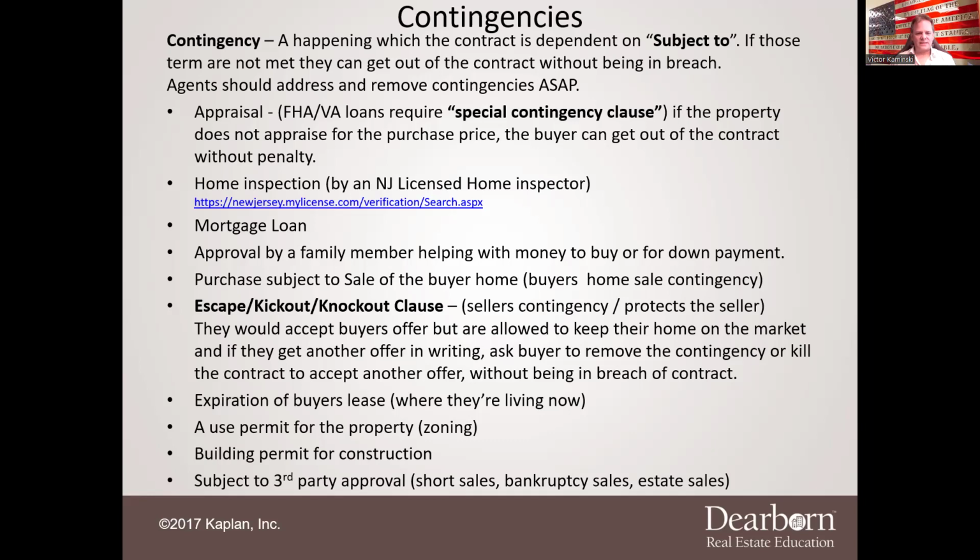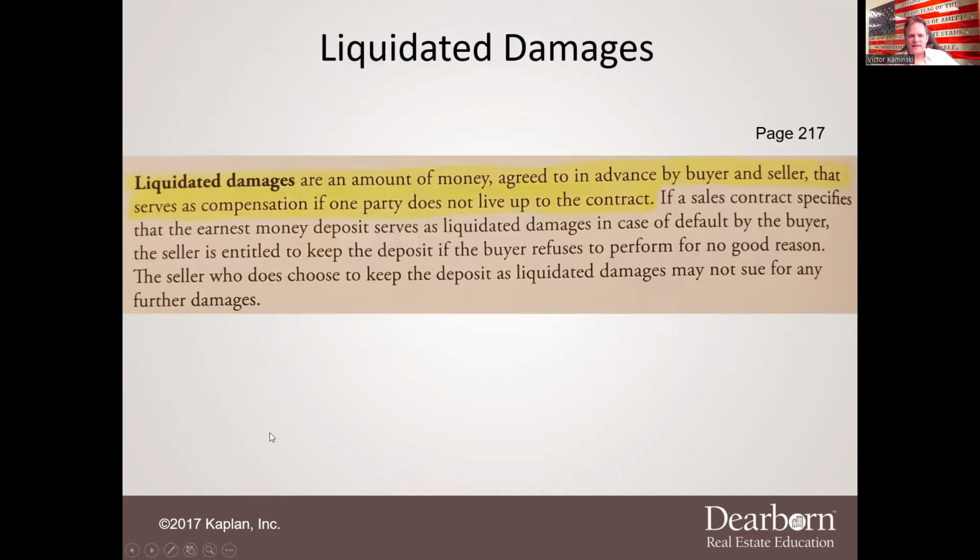Or a building permit for construction, or subject to third-party approval, like a short sale, bankruptcy, or estate sale, where maybe the sale could be contingent upon third parties, like banks or lenders' approvals. So liquidated damage agreement, we already got this highlighted. That's just an agreement that will serve as compensation if one of the parties breaches the contract.